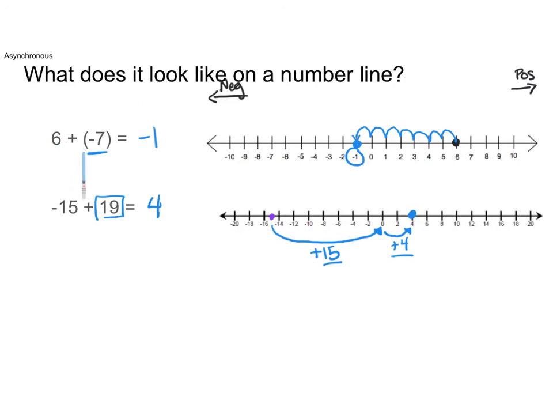Are there more negatives or positives? There's more negatives, so my answer is negative. Now, since the signs are different, subtract in your head. 7 minus 6 is 1, but there's more negatives, so it's going to be negative 1. And that's it for 3.2.